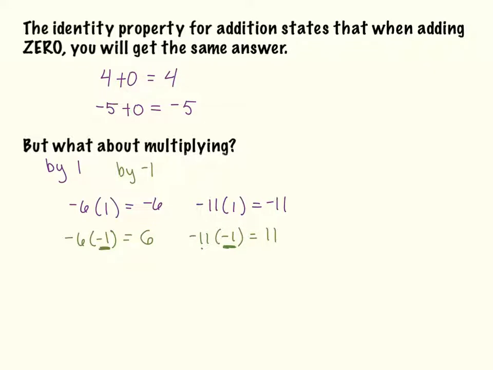Now let's try 0. If we have negative 6 times 0, you know it, anything times 0 will be 0. Okay, and negative 11 times 0, well, anything times 0 will be 0. Pretty simple, isn't it? All right, let's get some practice.